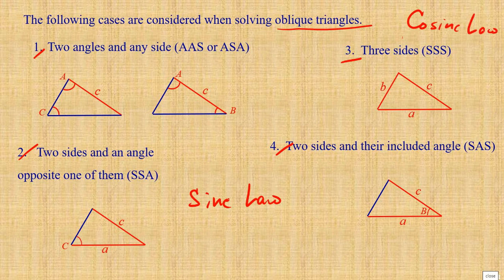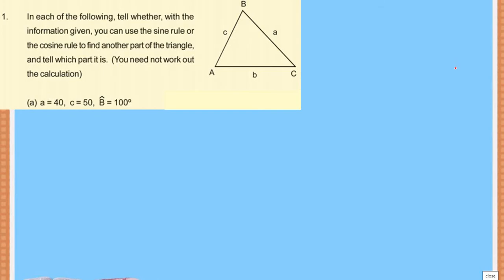Again, the sine law will only be used if it is AAS, angle, angle, side, or ASA, angle, side, angle, or SSA, side, side, angle, that is two sides given and an angle opposite one of the given sides. In the cosine law, if three sides are given, then we use the cosine law, or if two sides and the included angle, the angle between the two given sides, is given, then we have the cosine law.